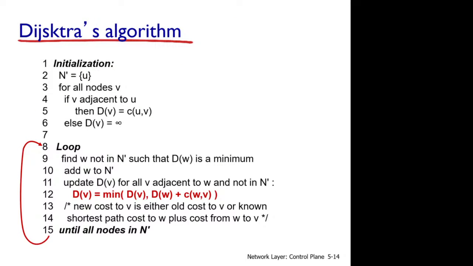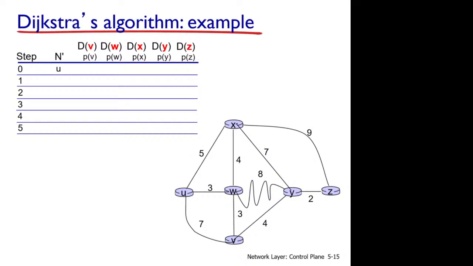So there's the algorithm again. I'm not going to read this because it's almost code, so it's kind of hard to read. Let's just go through the example, and then the code will make more sense. Right, so here's our graph down here, our network topology.